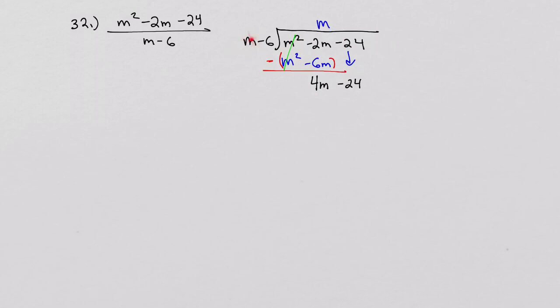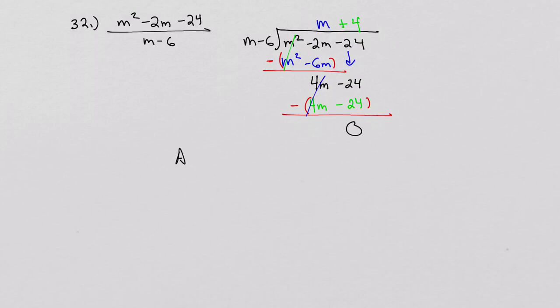Now we look at how many times m goes into 4m, and it goes into it positive 4 times. So 4 times m minus 6 gives us 4m minus 24. And once again, we're going to subtract this. So 4m minus 4m, those are going to cancel, and that's by design. And then we're going to have negative 24 minus negative 24, and that's going to cancel. Those are going to cancel out because that's really negative 24 plus 24 because of these two minuses. And so we're going to get a remainder of 0.